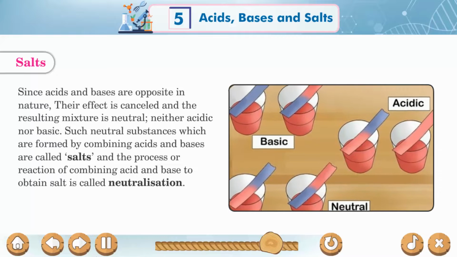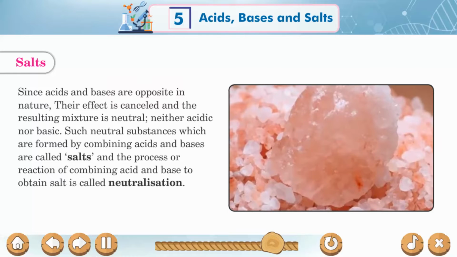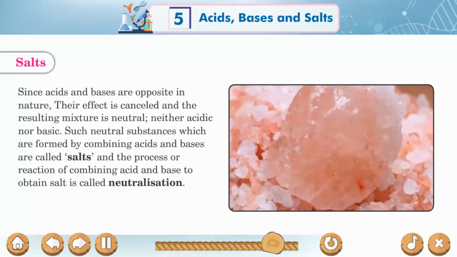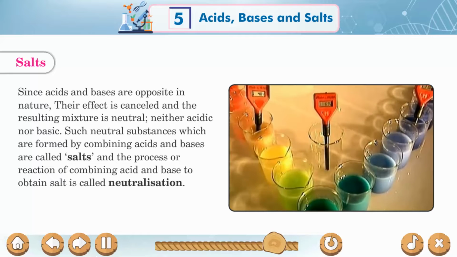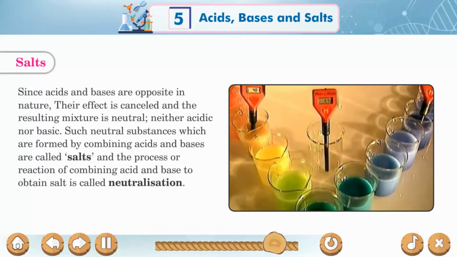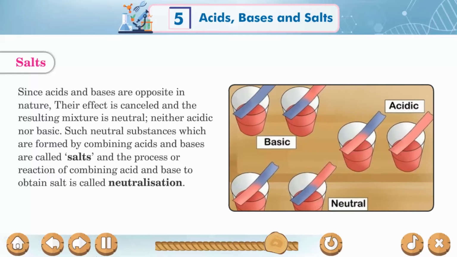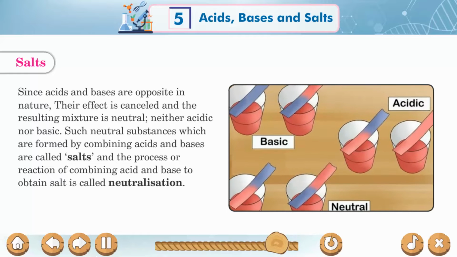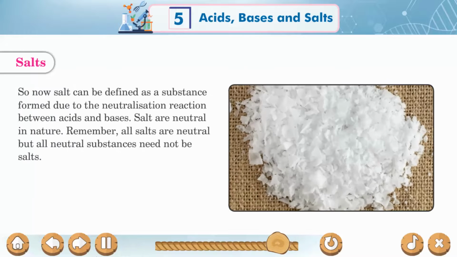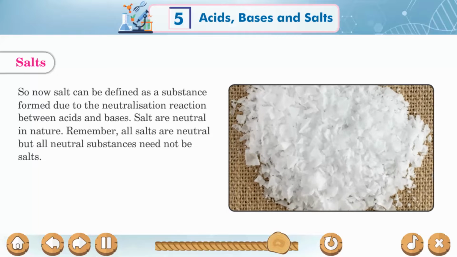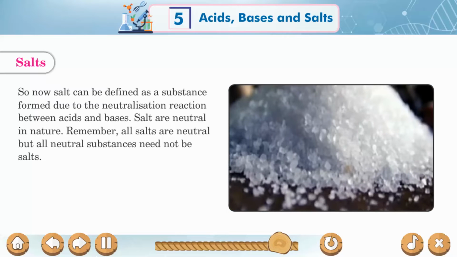Since acids and bases are opposite in nature, their effect is cancelled and the resulting mixture is neutral, neither acidic nor basic. Such neutral substances which are formed by combining acids and bases are called salts, and the process or reaction of combining acid and base to obtain salt is called neutralization. So now, salt can be defined as a substance formed due to neutralization reaction between acids and bases.